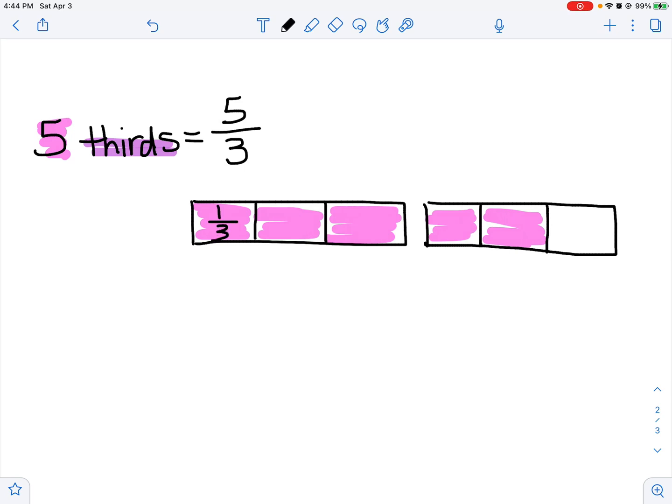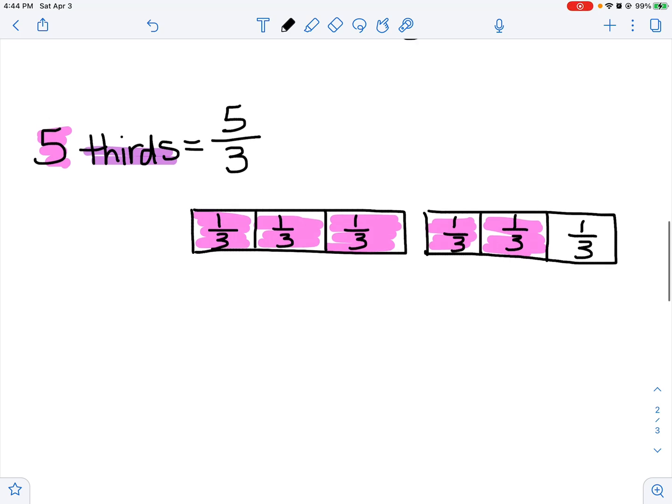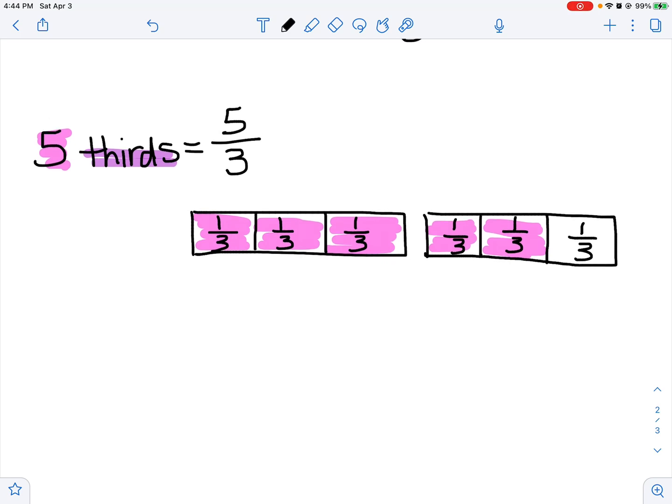And I think I would like to see you label those unit fractions here, so that I really know that you understand that you're working with thirds or fourths or fifths. Okay? So, go ahead and give your assignment a try. Let me know if you need any help. Come back to the video if you need to.